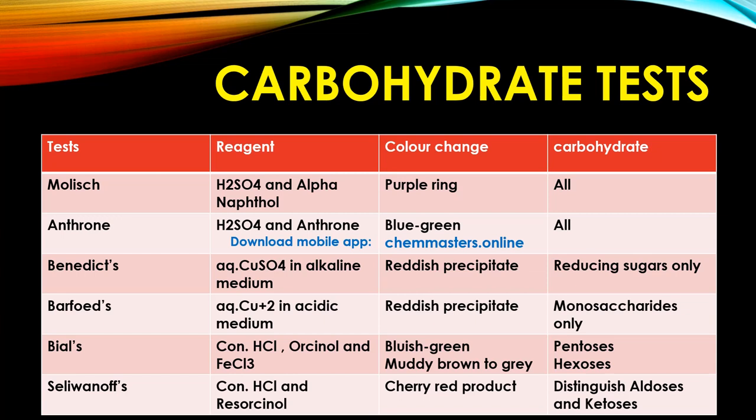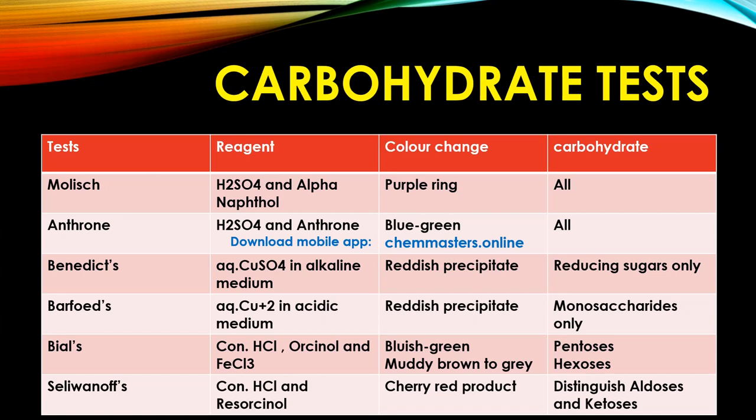In the Molisch test, we use H2SO4 and alpha naphthol as the reagent combination, and if you see a purple ring in the test tube, it simply indicates the presence of carbohydrate. In the anthrone test, we use H2SO4 and anthrone as the reagent, and the color change is blue green, indicating that carbohydrate is present in the given sample. Now the Benedict test: here the reagent is aqueous copper sulfate in alkaline medium, and the color change is a reddish precipitate. If you observe a reddish precipitate, then the carbohydrate is a reducing sugar.